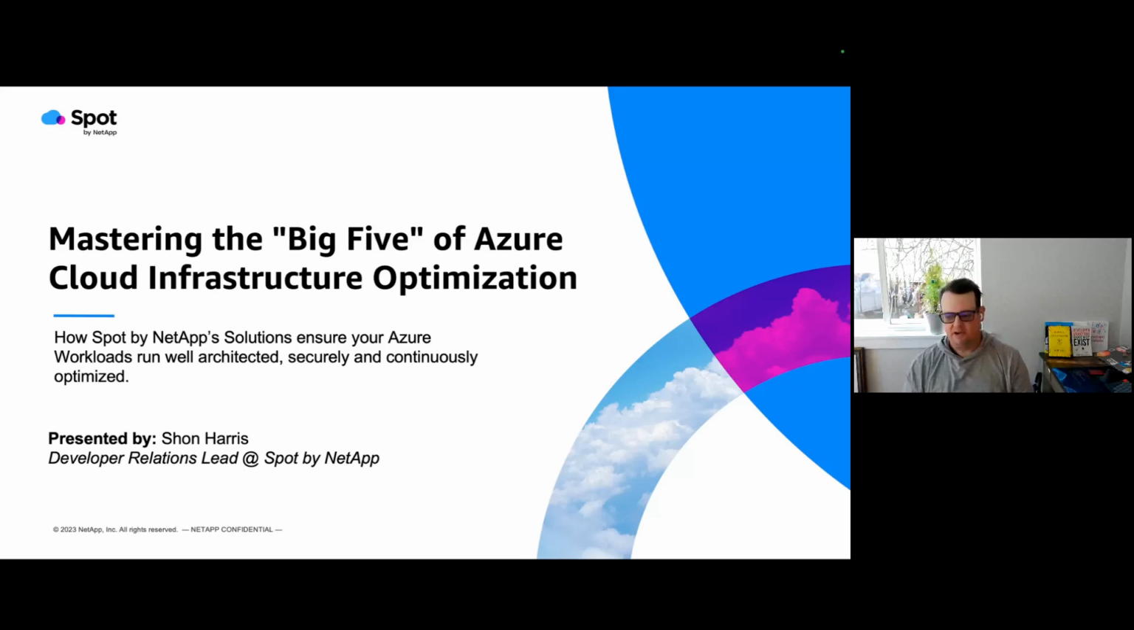And so today we're going to talk about mastering the big five of Azure Cloud Infrastructure Optimization, how Spot by NetApp solutions can ensure that your Azure workloads run in a well-architected, secure, and continuously optimized model.